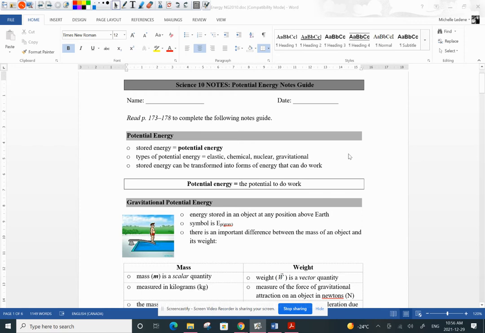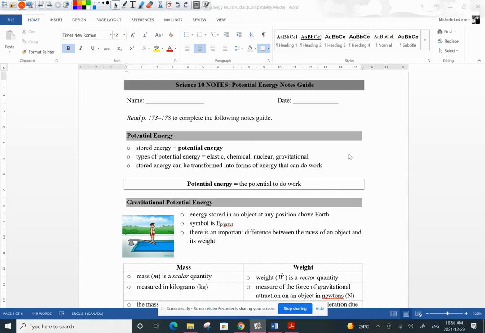So potential energy is just stored energy. It's a variety of different types. It could be elastic, like an elastic band. When you pull it, it's now changed shape and it's storing energy. Chemical energy is in the bonds of chemicals, like the meal that you had for breakfast this morning, or gasoline.